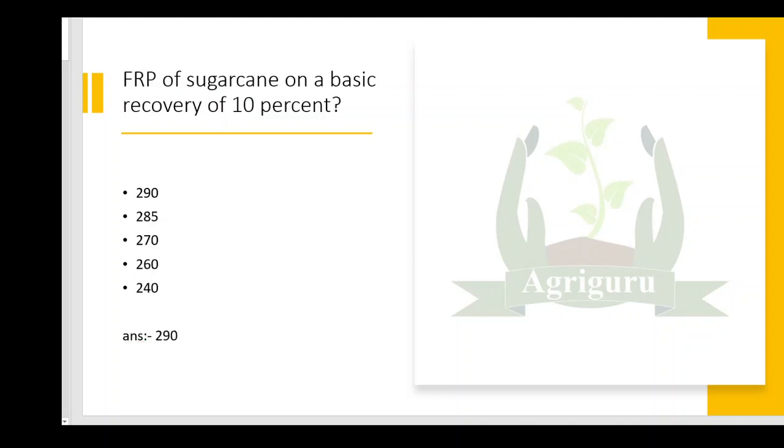The next question is the FRP of sugarcane on a basic recovery of 10%. FRP means fair and remunerative price of sugarcane. For a basic recovery of 10%, it was 290. It was a question from the current affairs of September 2021. If the basic recovery of 10% was not mentioned, the answer would be 275, which was for 2021-22. Previously, it was 270 rupees. Unlike other crops, for which the Government of India declares the MSP, for sugarcane it particularly declares the FRP.